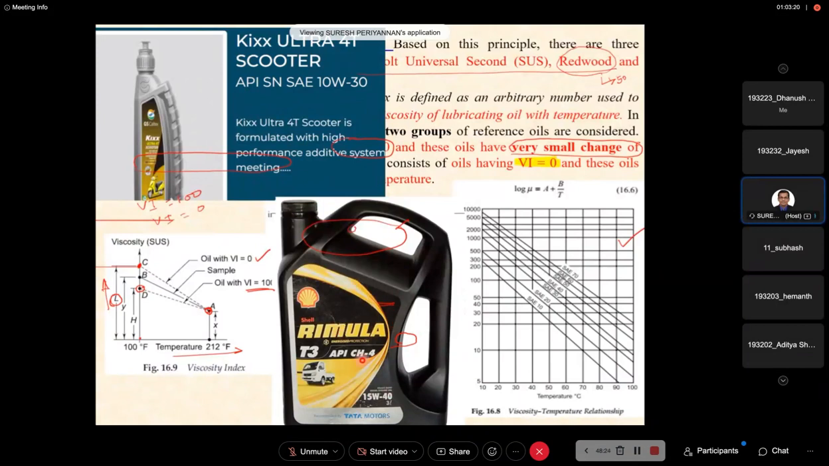SAE 40. 15W SAE 40 is a mini truck. This one is mini trucks. This is scooter. Sorry. Okay. Now this is the oil you should understand.